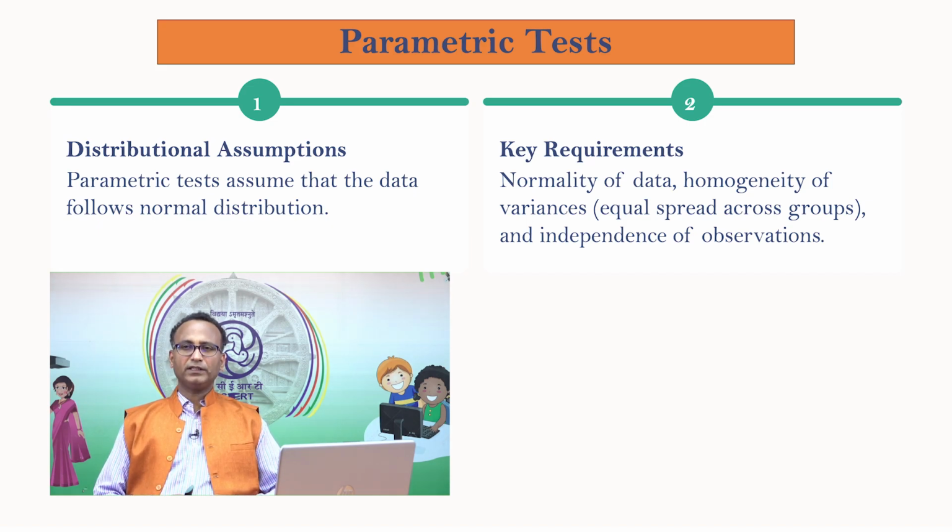Not only normality of the data is important, there are other requirements. Another key requirement is that your data must have homogeneity of variances. You have studied variances in descriptive statistics. When you are comparing two groups or multiple groups, each group should have similar variances, that is, homogeneity of variances. Then only can you use parametric statistics.